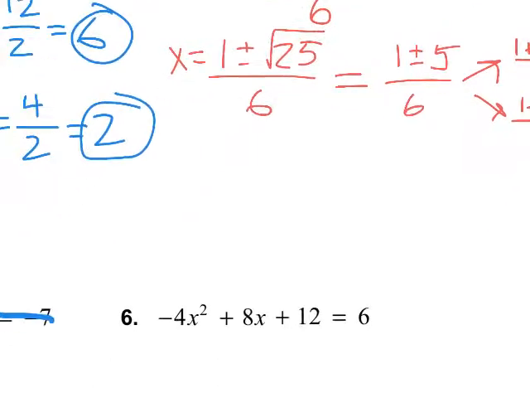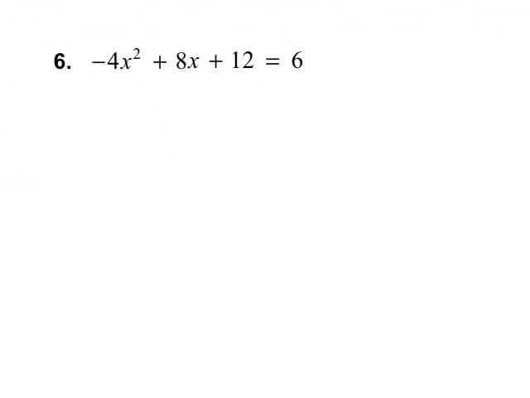And last but not least, let's go ahead down to number 6. So I notice that it's not equal to 0, so I need to make it equal to 0 first. So very simply, I get everything to the same side by subtracting 6 over here. So I have negative 4x squared plus 8x plus 6 equals 0.